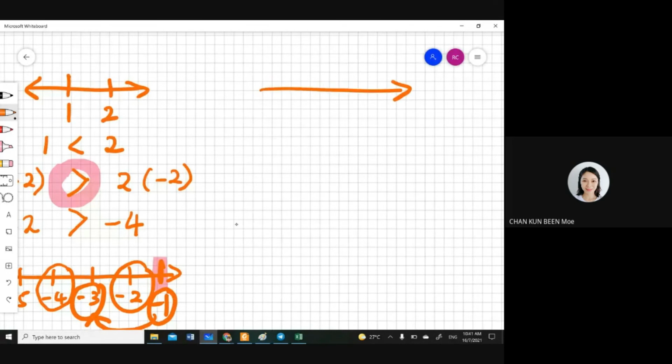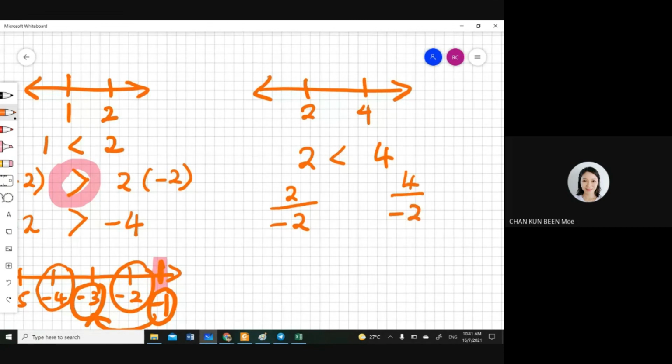Again, I don't want to use 1 and 2. I use 2 and 4. So 2 is less than 4. Now I use the 2 divide by a negative number, negative 2, for example. So 4, I also divide by negative 2. What should I write in the middle for the symbol here? Greater. Very good. Directly you change it to greater.